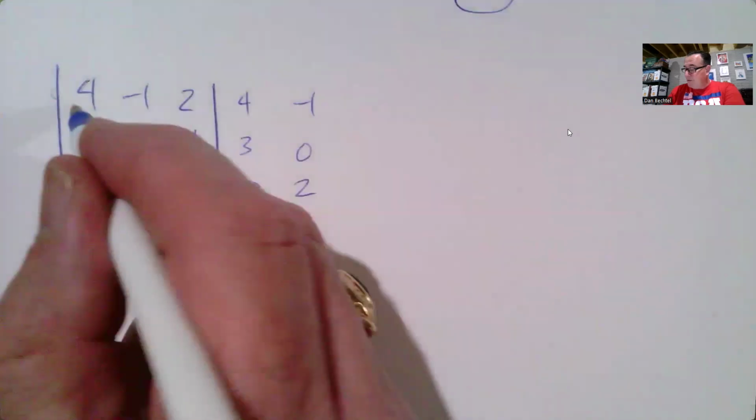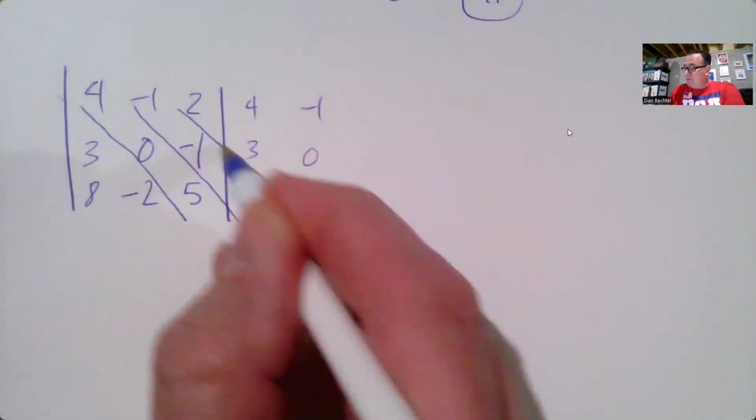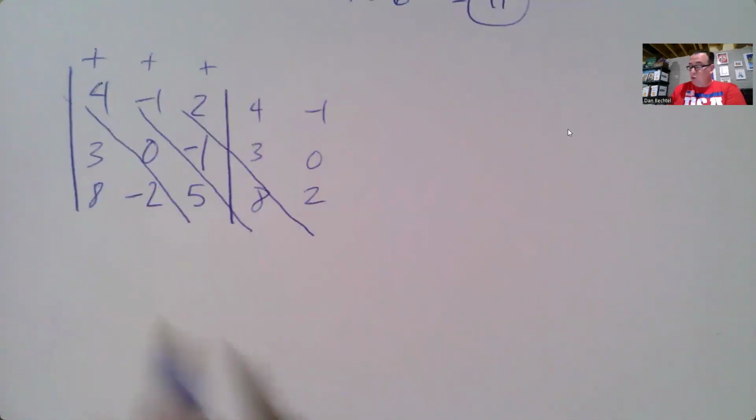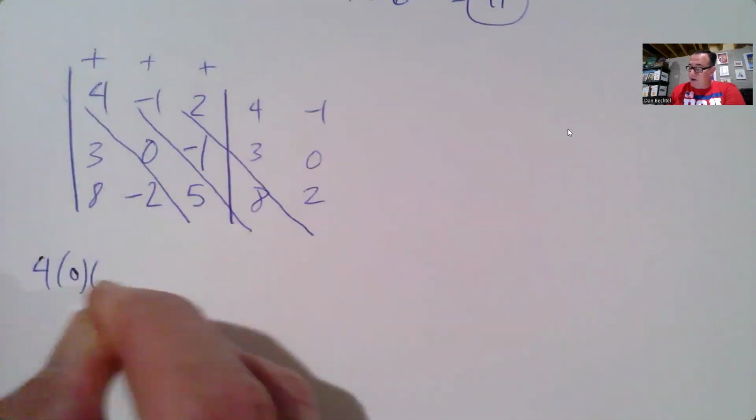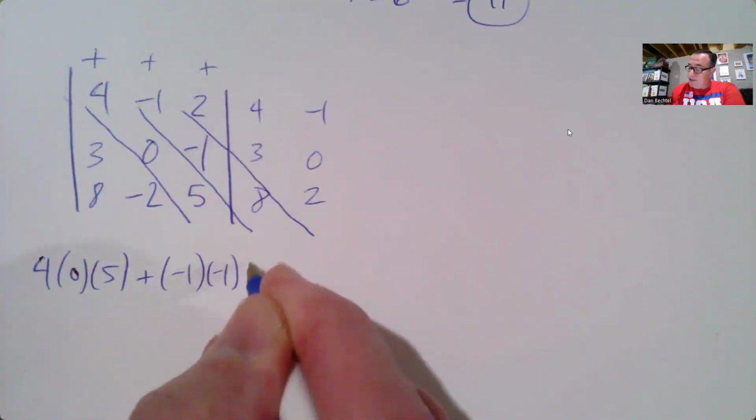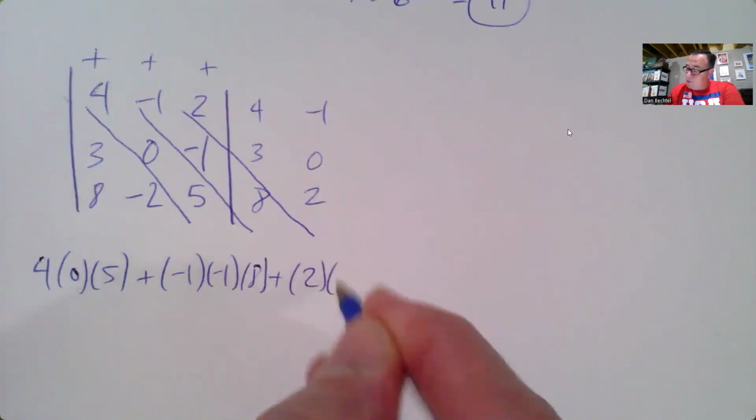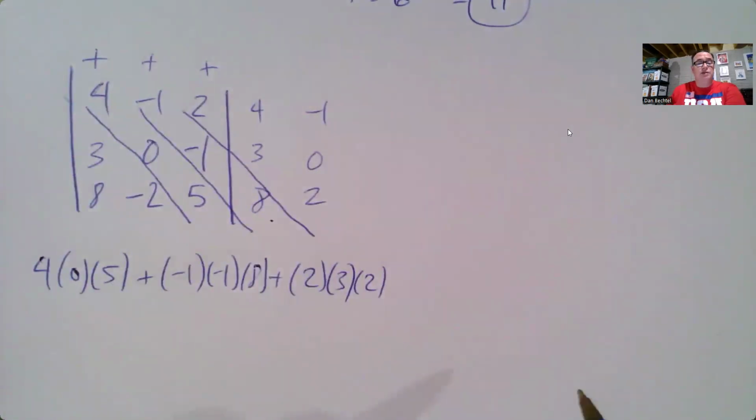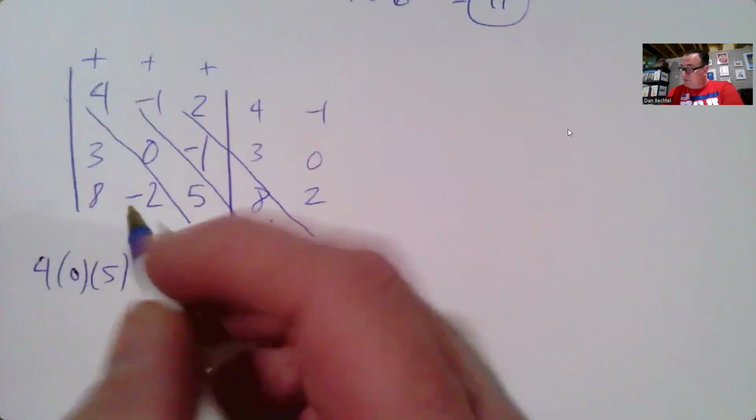You are going to take the first 3 diagonals going upper left to bottom right, and those are going to be our positive ones. So I'll start with those. When you do this, you're multiplying all 3 numbers together. So 4 times 0 times 5 plus -1 times -1 times 8 plus 2 times 3 times 2. I'm taking each of the numbers from those and multiplying them together. That gives us our three positives.